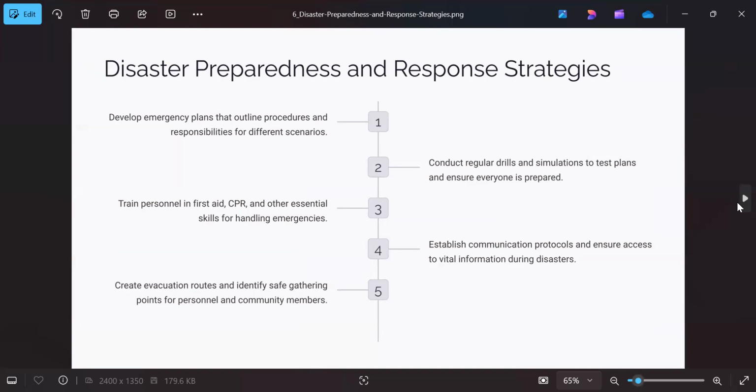You might have heard that there was a mock test of a terrorist attack in New Delhi: if there is a terrorist attack, how will every system work? There was a mock test at the airport: if a flight crashes, how will the system respond to it? So we have to conduct regular drills and simulations to test plans and ensure everyone is prepared. Then we have to train personnel in first aid, CPR and other essential skills for handling emergencies.